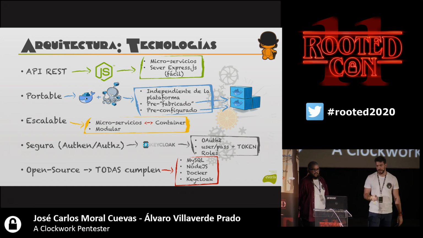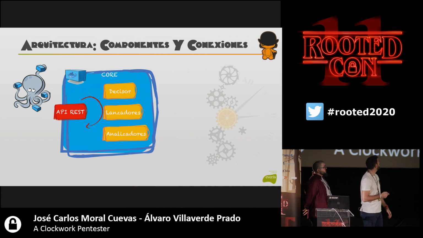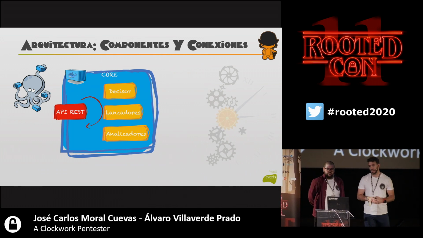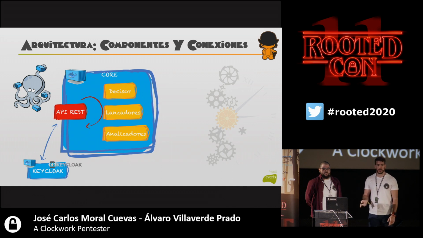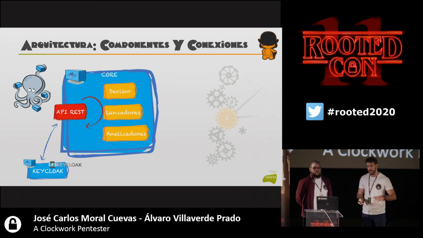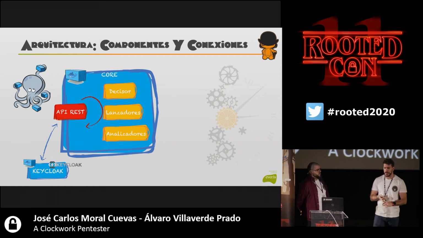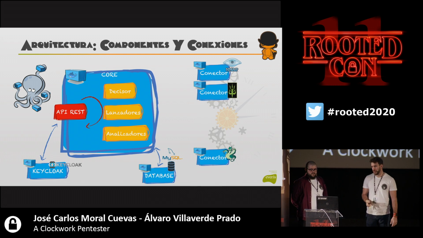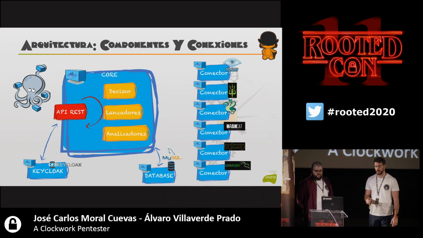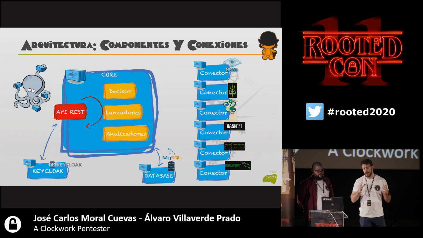Now let us take a look at the components and see how they interact with each other. We have the core, containing the REST API. For the REST API, we just log into it through Keycloak for audit creation, launching, tool management, audit management, or even report management. We have our database where we store everything that we get, all the information, and then another extremely important part of the tool are our connectors.